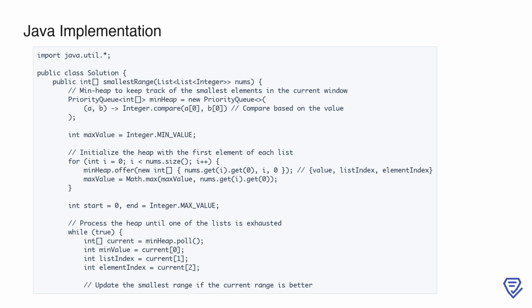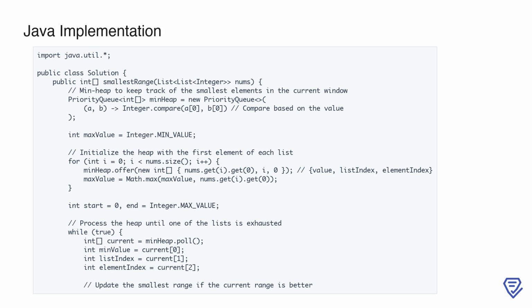We also maintain a variable, maxValue, to track the maximum value in the current window as we process the lists. Initially, we populate the heap with the first element of each list. Each entry in the heap is a triplet containing the value, the index of the list it belongs to, and the index of the element within that list. As we do this, we update maxValue to be the maximum value among these first elements. Then, we define two variables, start and end, to keep track of the smallest range we find.